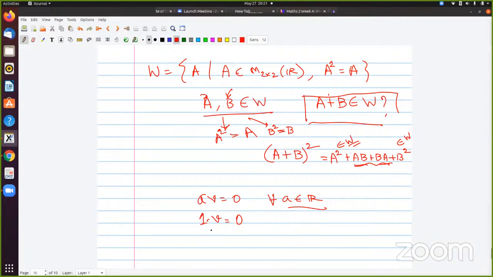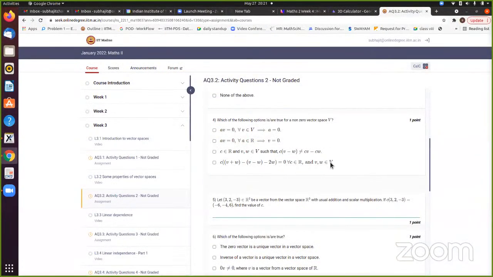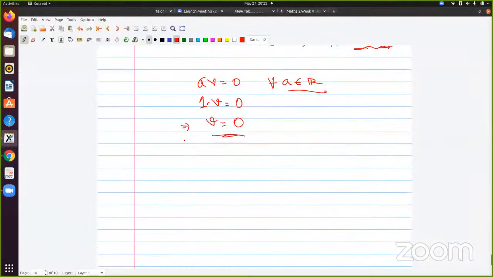Yes, sir. So 1 into V, you know, V is 0. So V equal to 0. Yes, sir. Okay. What about the third one? Then C belongs to R and W belongs to V. The third one is a basic axiom. So it does not belong to the CV and it is the correct statement, right? Not equal, you are saying. Yes, sir. Why? Because we take vector V equal to 2, 1.